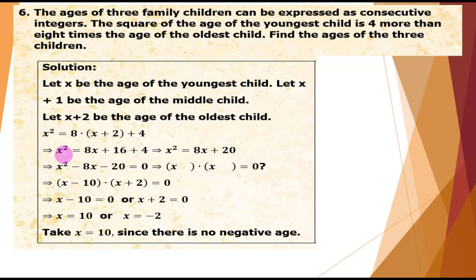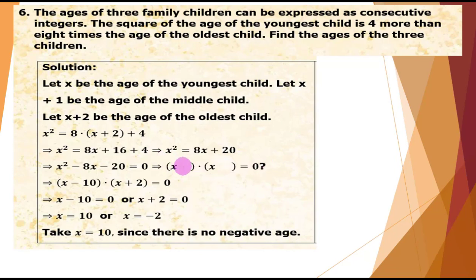So moving on, we have x squared, then we distribute 8 to the quantity x plus 2, so we have 8x plus 16, then plus 4, giving us x squared equals 8x plus 20. Then collecting all terms on the left hand side, we have x squared minus 8x minus 20 equals 0. Then again, we have x squared here, so we expect x on this side of the factor, and then this one equals 0.